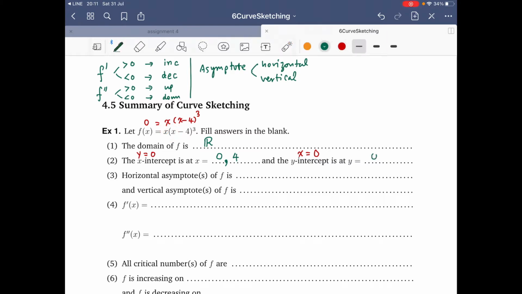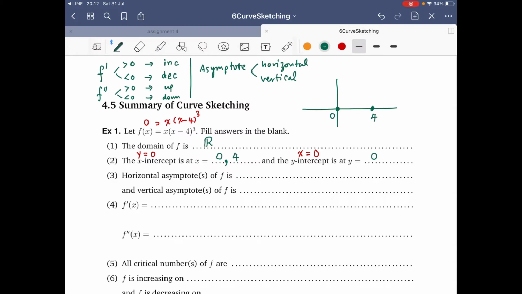So here's the y-intercept. Roughly speaking, here's one of the points that your graph must be passing through. There is another point that your graph must pass through, 0 and 4, right? Those 2 points will be the 2 points that the graph will be passing through, okay.